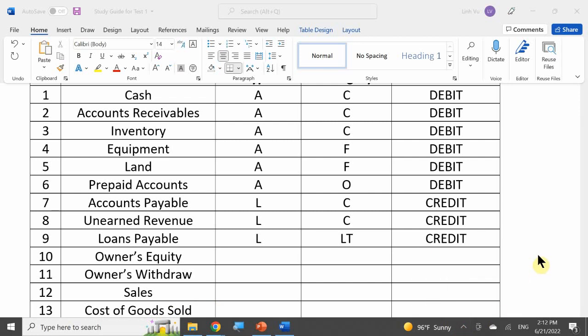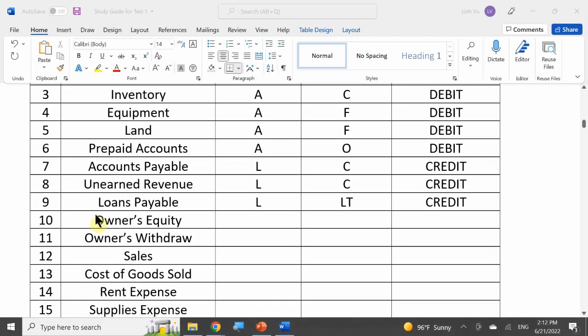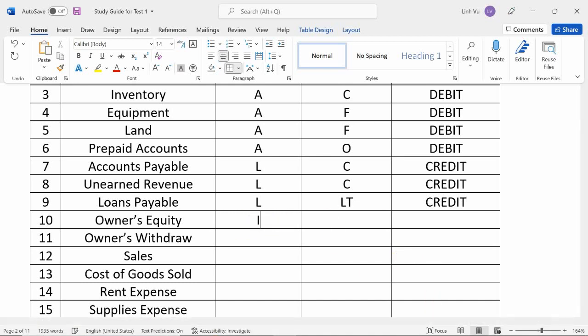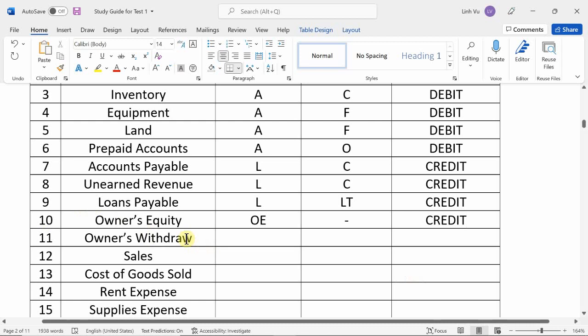All right. What about owner's equity? It's owner's equity. Good. And it doesn't have any category. Good. And it's a credit. Good. Owner's equity, which is the value of your company, right? Anything that affects it would be an original investment. Okay. And what about an owner's withdrawal?